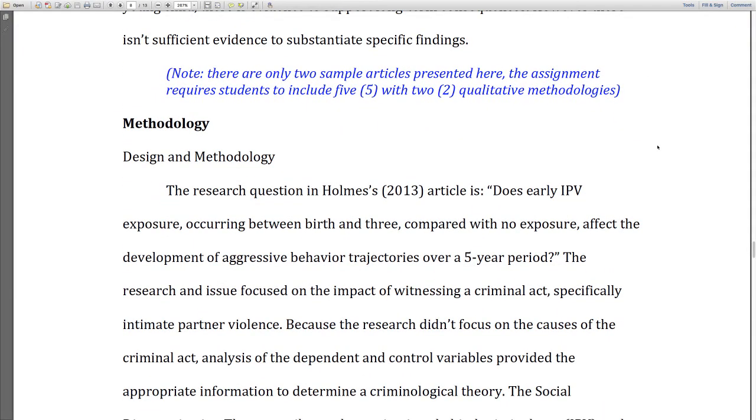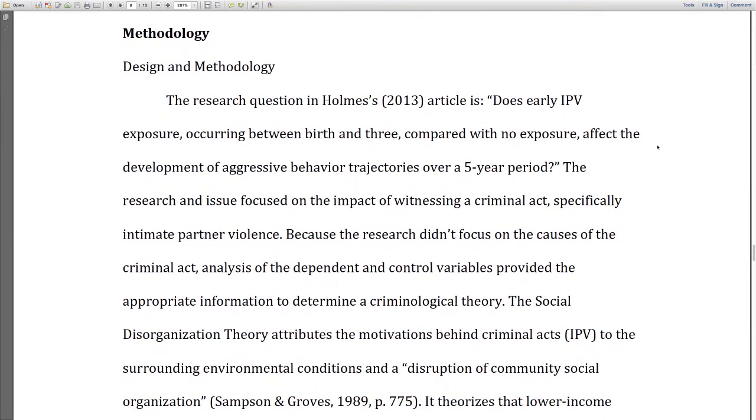In blue, my note to you, there are only 2 sample articles presented here. The assignment requires students to include 5, with 2 of those being qualitative methodologies. Some of you have had some struggles with this, and you're really using articles that are more meta-analysis, so that there isn't really a research methodology to it. A meta-analysis is that you look at all the other research and report on it. Valuable tool, and you could include one of those, but you really need to have the research methods like what we're studying.